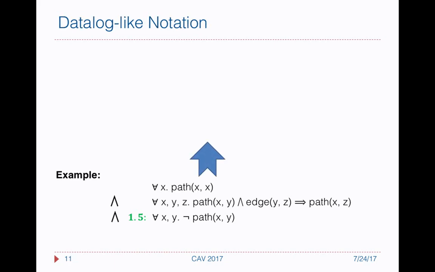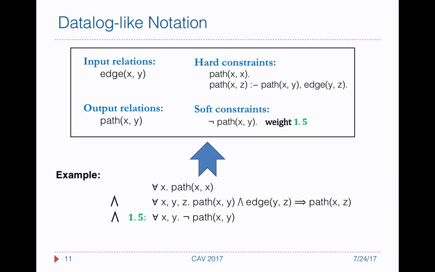In the rest of this tutorial, I'm going to use a more familiar notation. In the domain of software analysis, often these constraints take the form of Horn clauses that our solver also exploits. Therefore, I'm going to use this Datalog-like notation whenever possible. What we have here is 4 components. There's a specification of which relations are input relations, in this case the edge relation, which are output relations, in this case just the path relation, and then what are the hard constraints and the soft constraints.